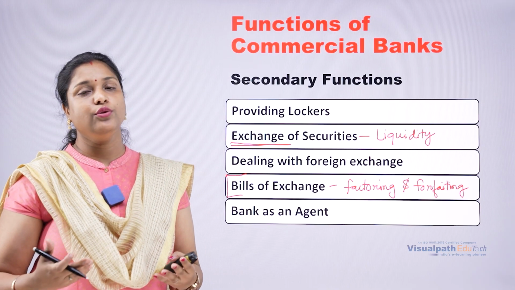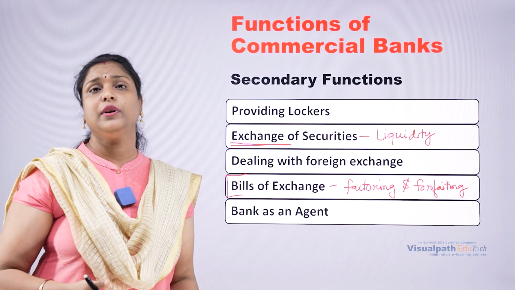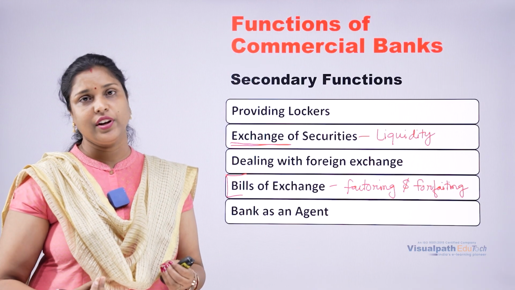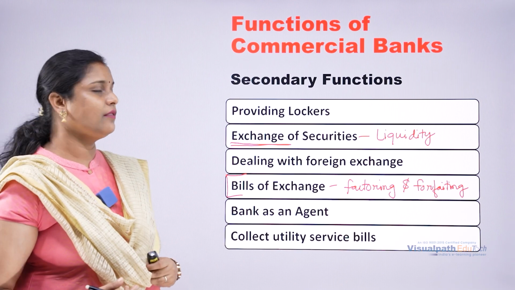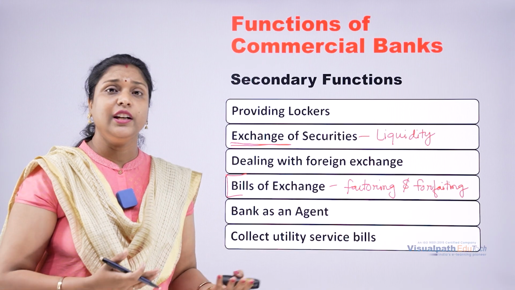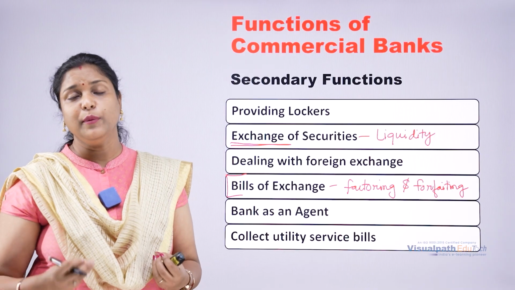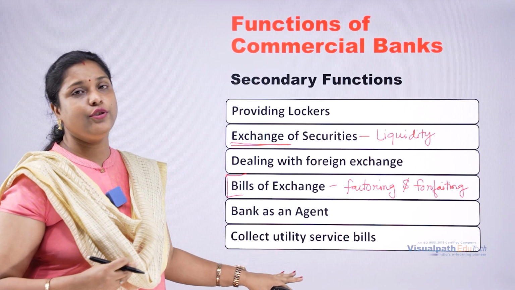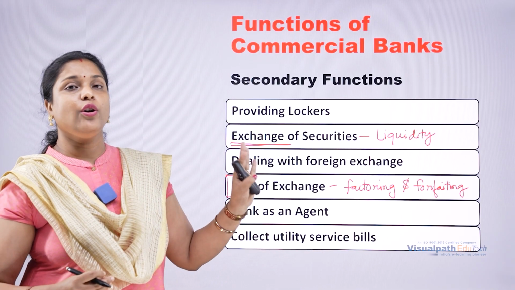So you don't need to do a lot of hard work getting the funds into cash, going to the person and paying. Instead, you simply can fill a form and get the funds transferred to the particular person's account. Then collect utility services bills. If we have to pay an electricity bill, a telephone bill or so, nowadays all the facilities are available through the bank. You can directly do the payment of any kind of utility service which you are using, and banks do it on your behalf.